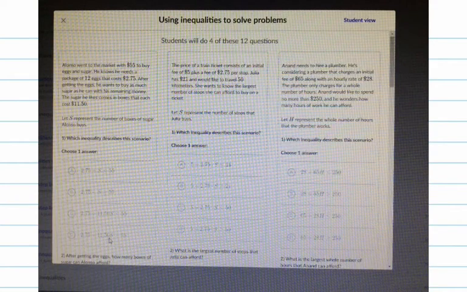Alonzo went to the market with $55 to buy eggs and sugar. Alright, how much money does he have? He's got $55. Does he have any more? Does he have any less? Oh, he got 55. He knows that he needs a package of 12 eggs that cost $2.75. After getting the eggs, he wants to buy as much sugar as he can with the remaining money. Sugar he likes comes in a box that each cost $11.50.